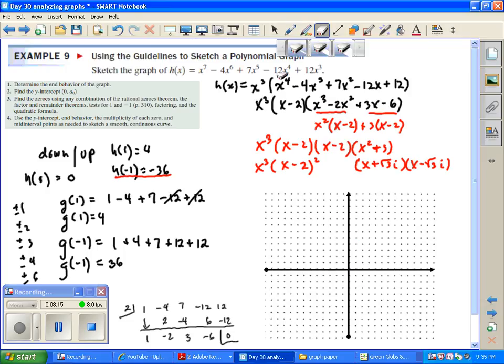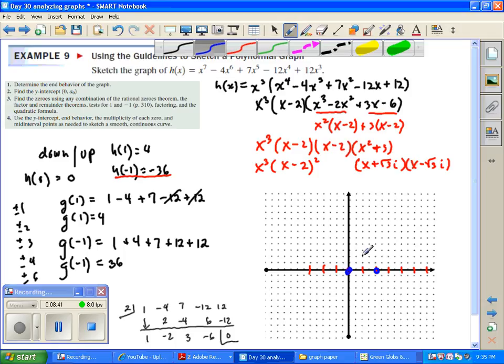Instead of skipping by 1, let's skip by 2. So this will still be 0. But now, when we skip by 2, we'll get a little better graph here. Okay, what were the roots? 0. So that's a point there. Positive 2, that's a point. 1 comma 4, 1, 2, 3, 4, that's right there. And it's coming from the bottom because it's down up. So it goes like this.